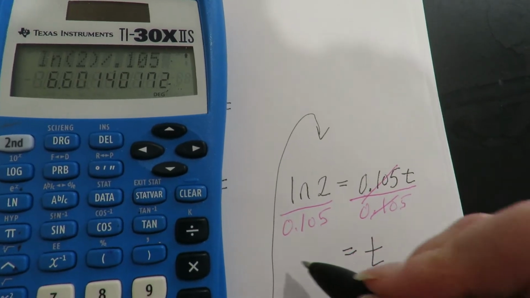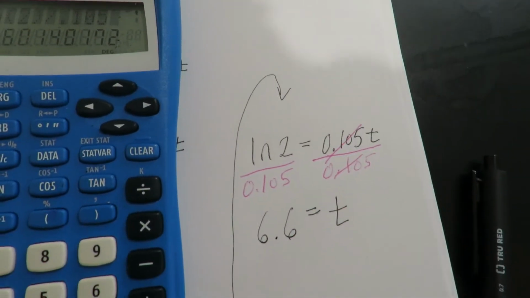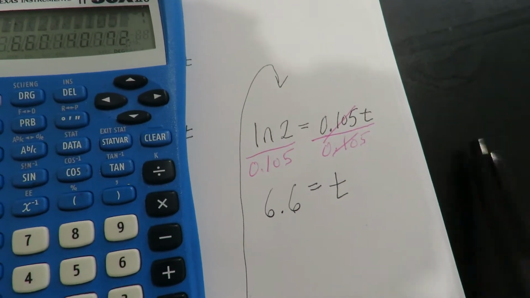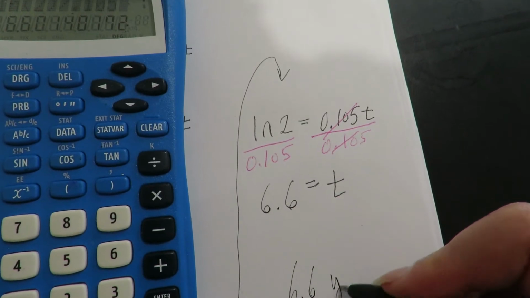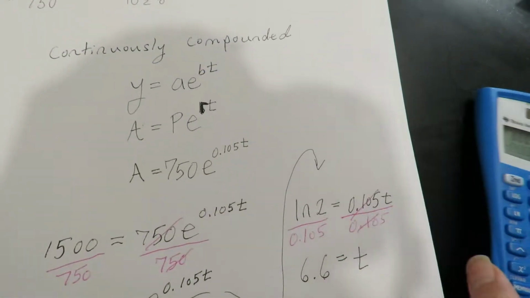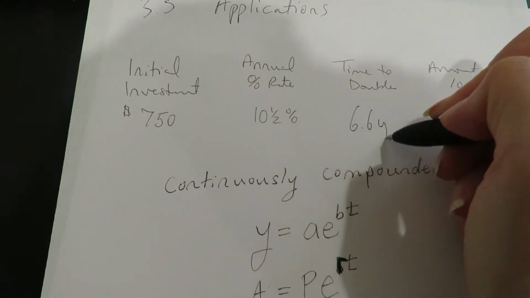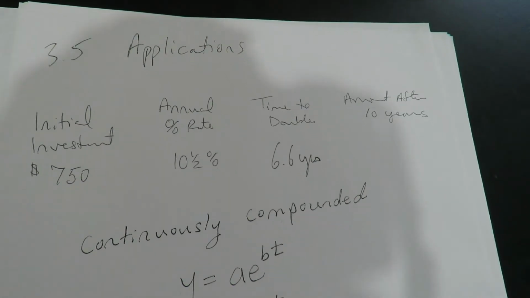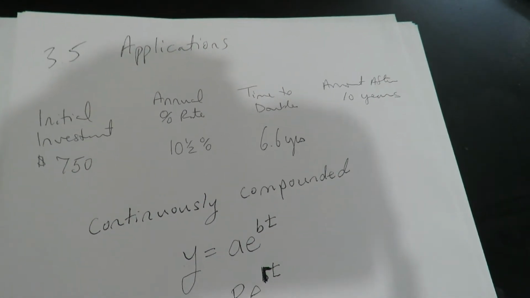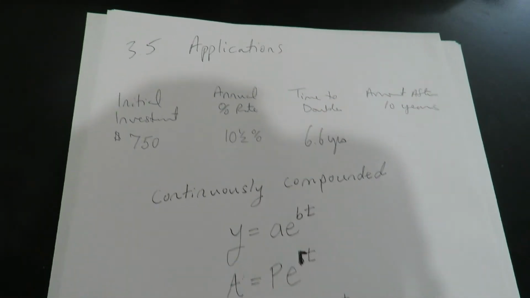All right, let's just do this to 1 decimal. So let's say 6.6, and time in these problems is always in years. So the final answer here is going to be 6.6 years. All right, so that's the first part. Now, amount after 10 years.